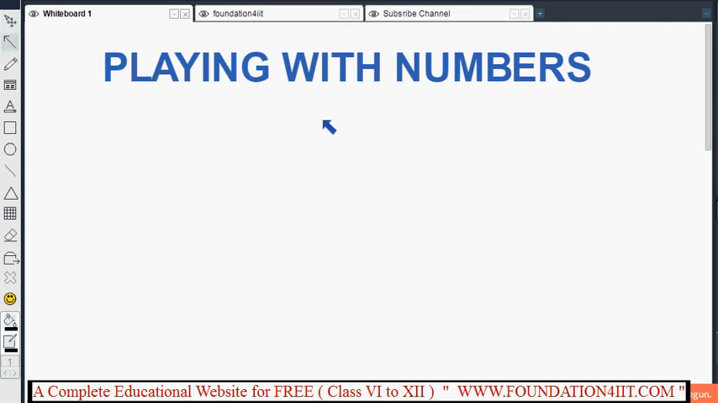Playing with numbers. This chapter will explain complete information about this chapter, especially for class 8 ICSE students.